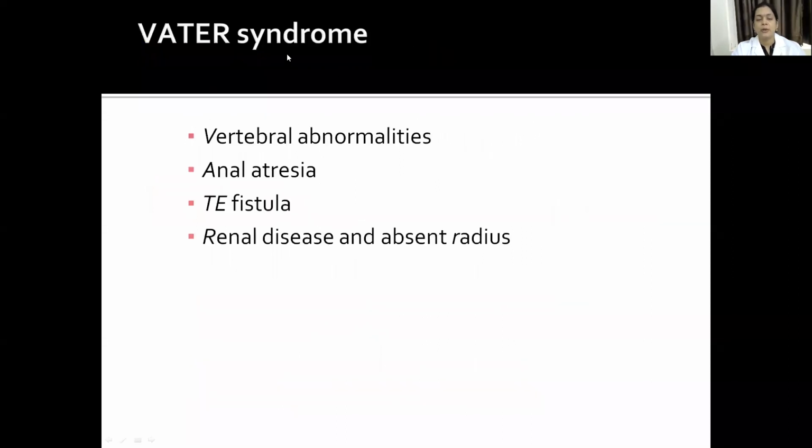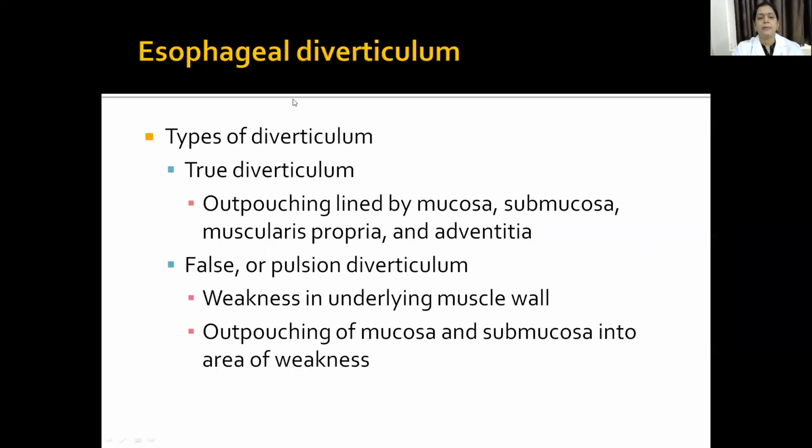So usually you have to remember certain syndromes. These are important for your PG or whatever MCQs. So this is the VATER syndrome, which can be associated. If you are thinking about congenital anomalies in the esophagus, then you have to remember the VATER syndrome. That's the vertebral abnormalities, anal atresia, I told you, is a non-canalized tube, and the tracheoesophageal fistula, renal disease, and absent radius.